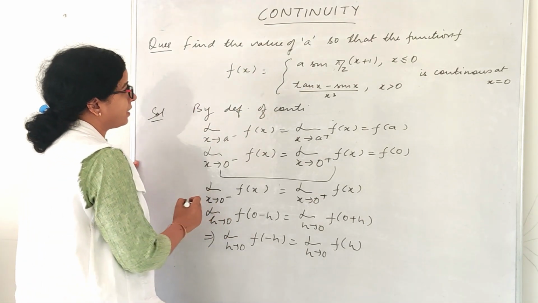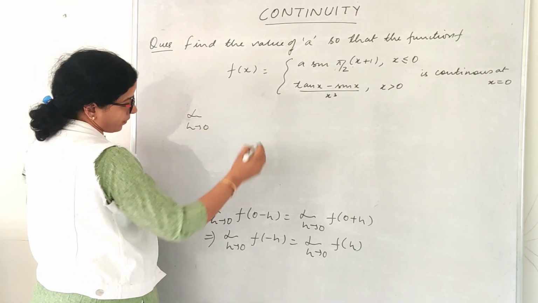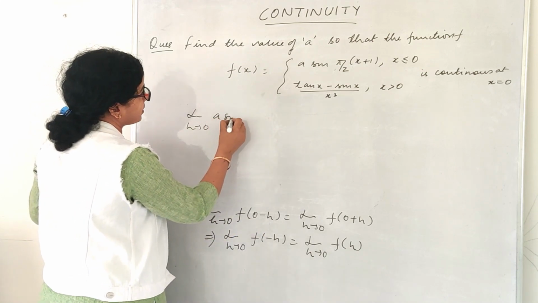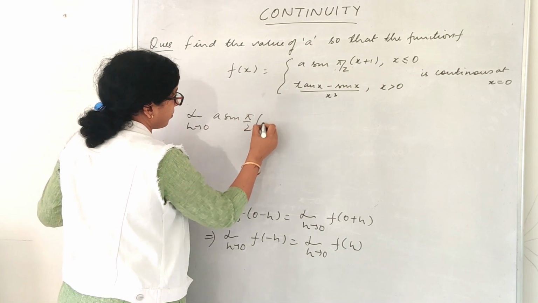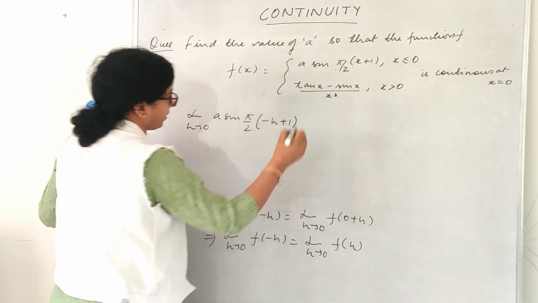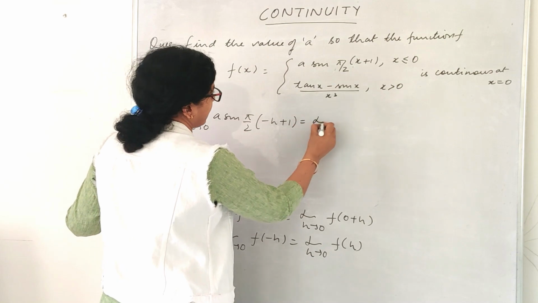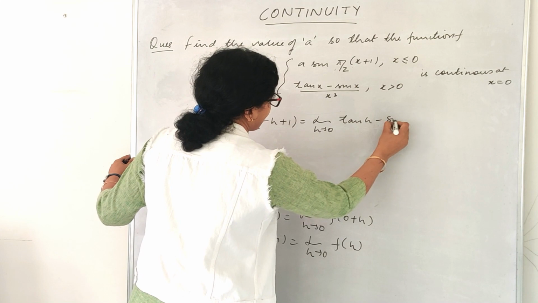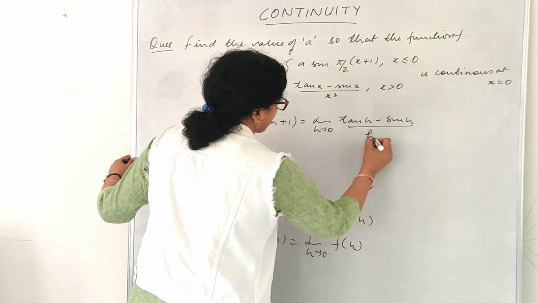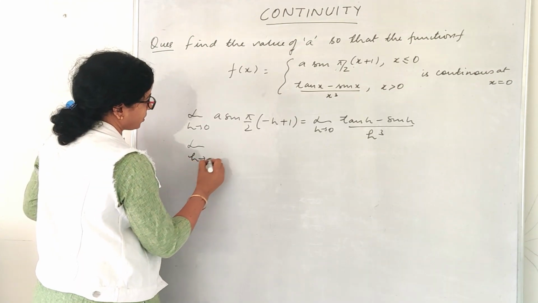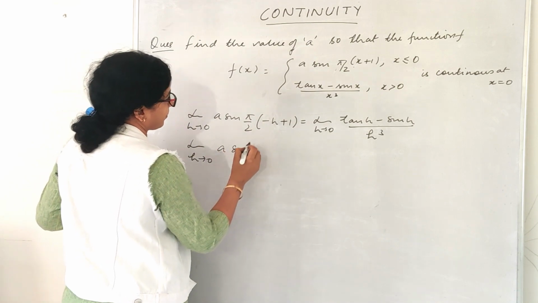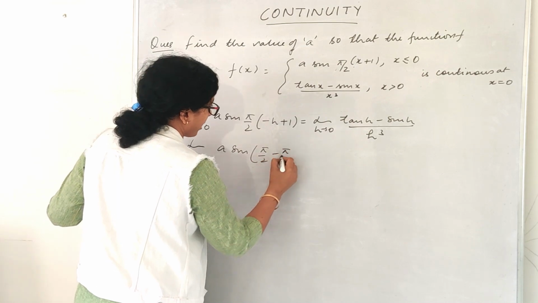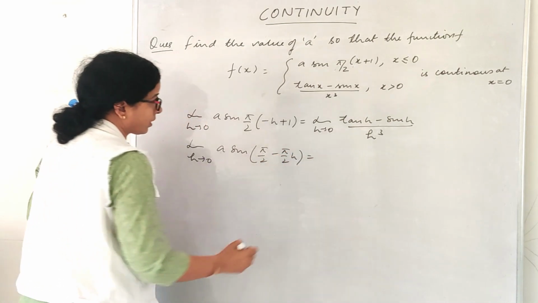So what does that imply? Limit h tends to 0, x has to be replaced by minus h. a sin(pi by 2 (minus h plus 1)) equals limit h tends to 0 (10h minus sin h) upon h cube. Limit h tends to 0 a sin, right? Take this pi by 2 inside. So pi by 2 minus pi by 2 h.